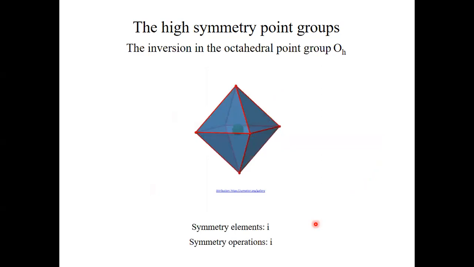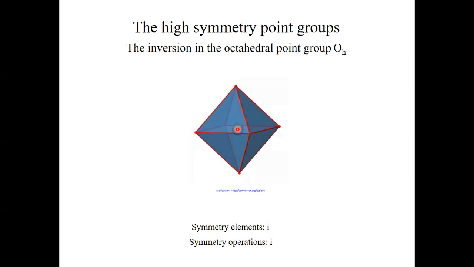So we also have an inversion center, and that's pretty easy to see. It's just in the center of our octahedron. And as we carry out our symmetry operation, we just move all points through the inversion center to the other side. We can just do this. And you see that the polyhedron that results superimposes the original one.